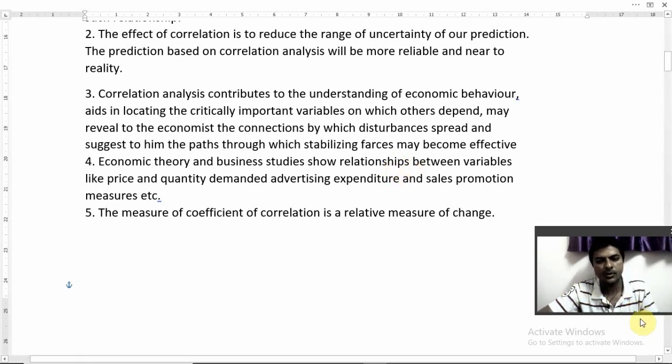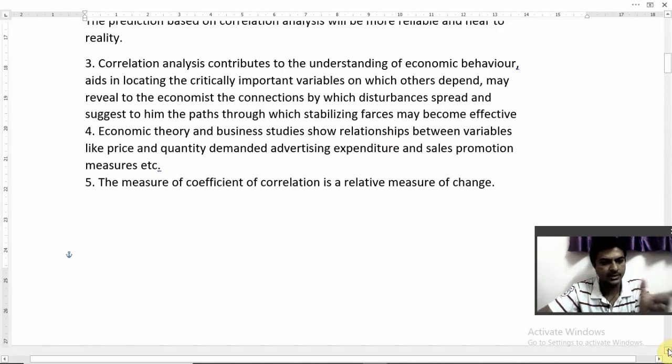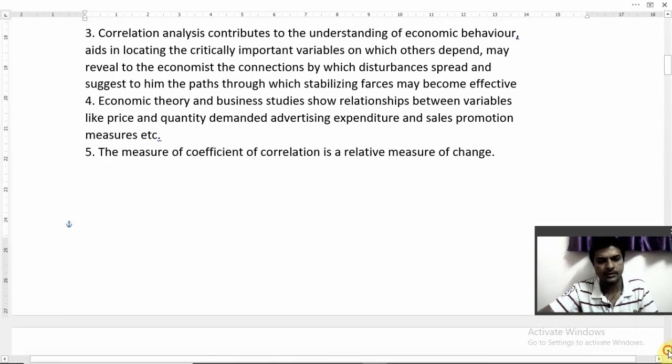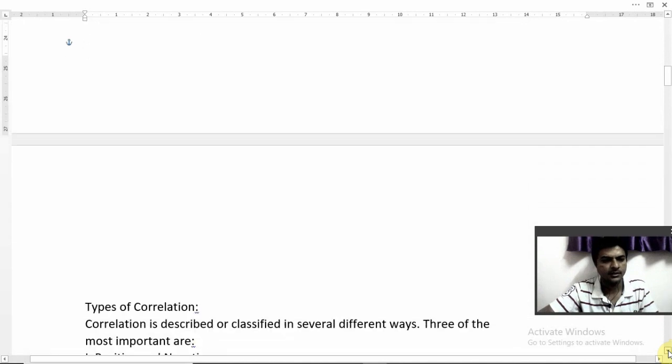Yes, friends, very very important. You can see even stress and strain, they are measures of changes, and you can see they are correlated. So like this we get a lot of technical examples and non-technical examples in correlation.